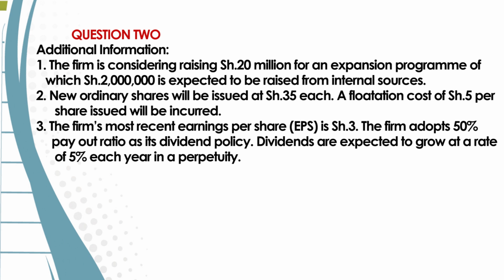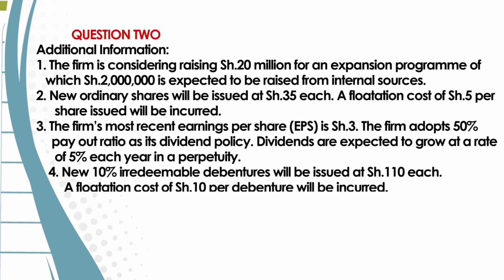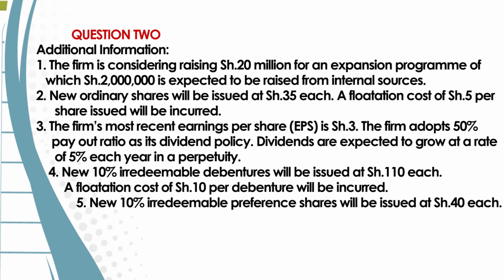Number four, new 10% irredeemable debentures will be issued at 110 shillings each. A flotation cost of 10 shillings per debenture will be incurred. Number five, new 10% irredeemable preference shares will be issued at 40 shillings each. Corporation tax rate is 30%.